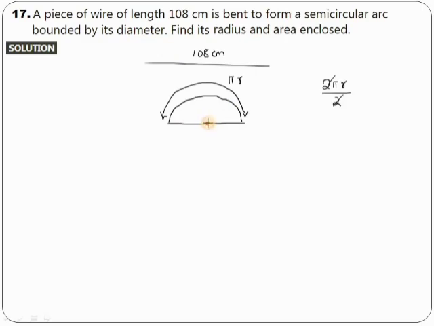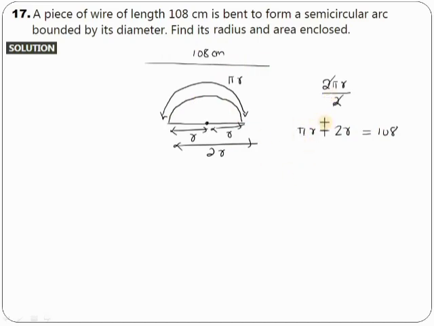So if this is the diameter, then from here to here is r, and from here to here is also r. So altogether it becomes 2r, isn't it? Yes. See, from here to here is pi r, and from here to here is 2r. So what is the total length? So total length is pi r plus 2r. So this total length is actually the length of the wire, isn't it? So this will be equal to 108.